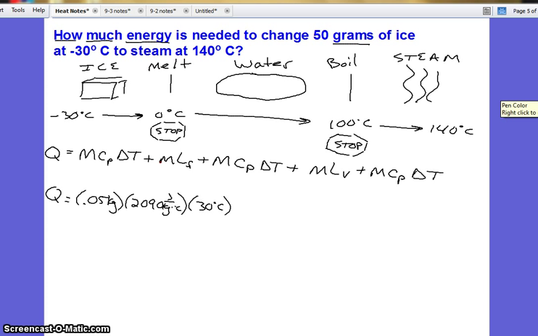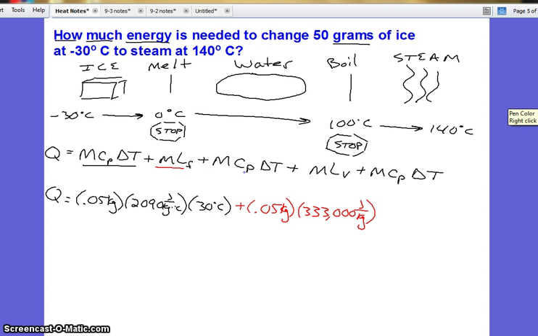Next, we're going to figure out m times L_F. Again, the mass is 0.05 kilograms. The latent heat of fusion for H2O is 333,000 joules per kilogram. So we've taken care of that as well. I'll underline them as we take care of them, just to keep track.